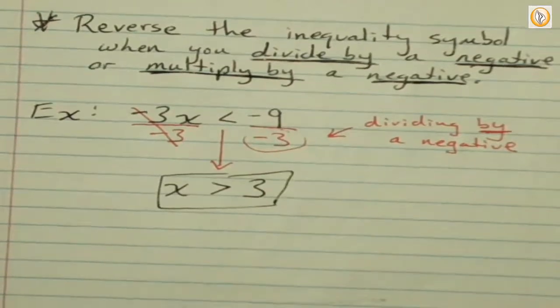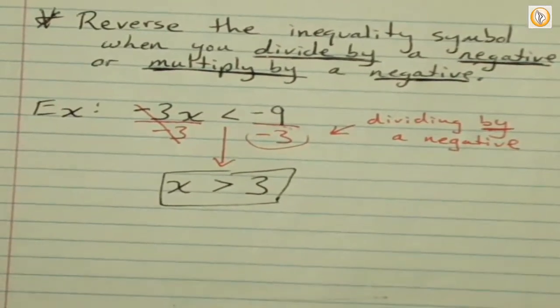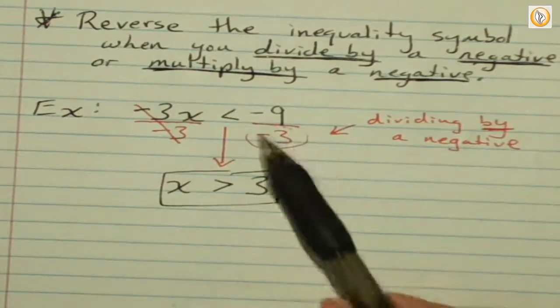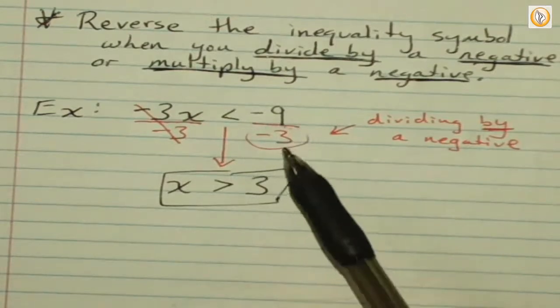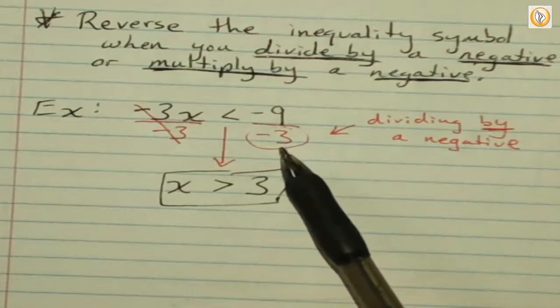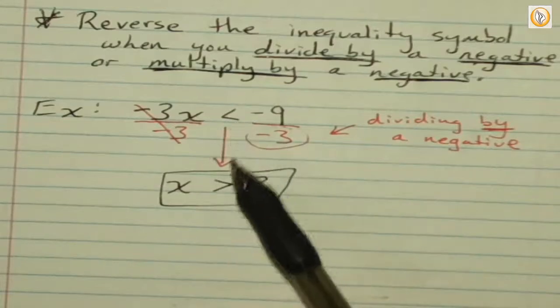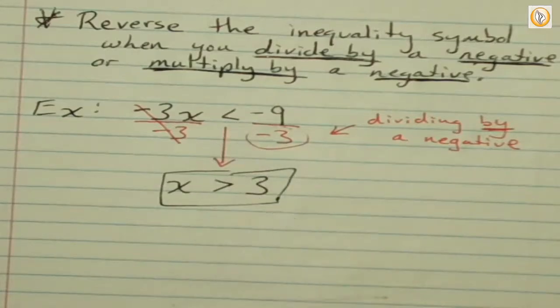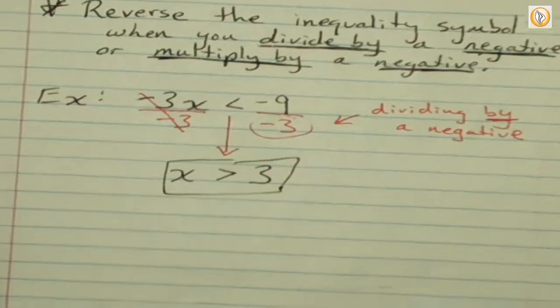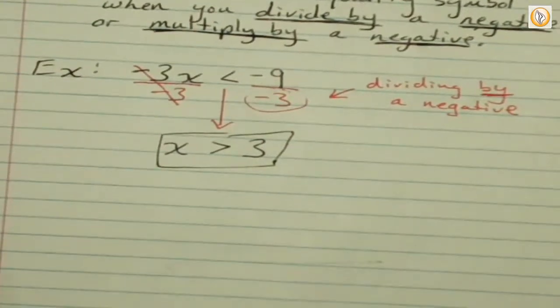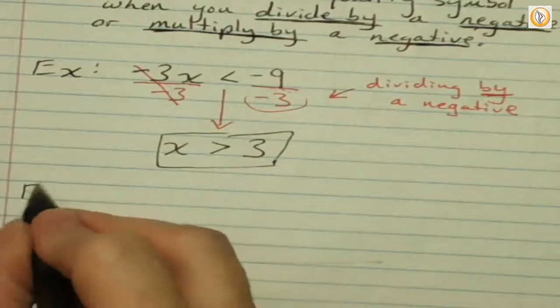I'm not going to graph this one because I think we've done enough graphing. So it's not because that 9 is negative, it's because it's being divided by a negative that we flip the sign and now it's x is greater than 3. Any questions? Y'all have it down? Sophia, you got it? Do you have any questions, Sophia? All right, let's look at another one.